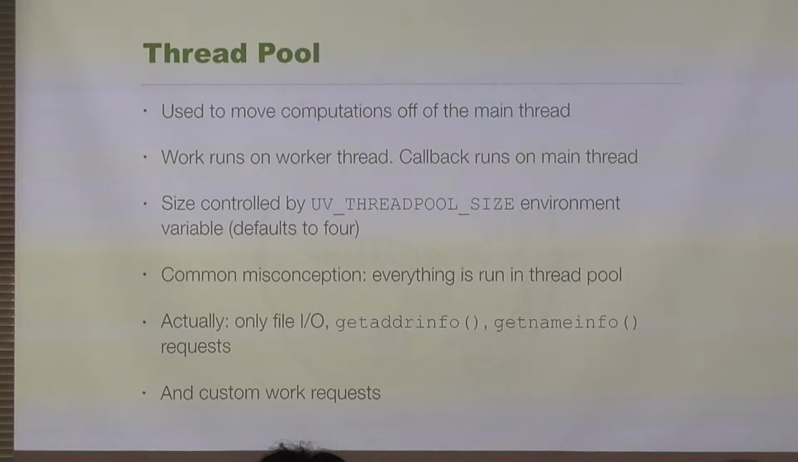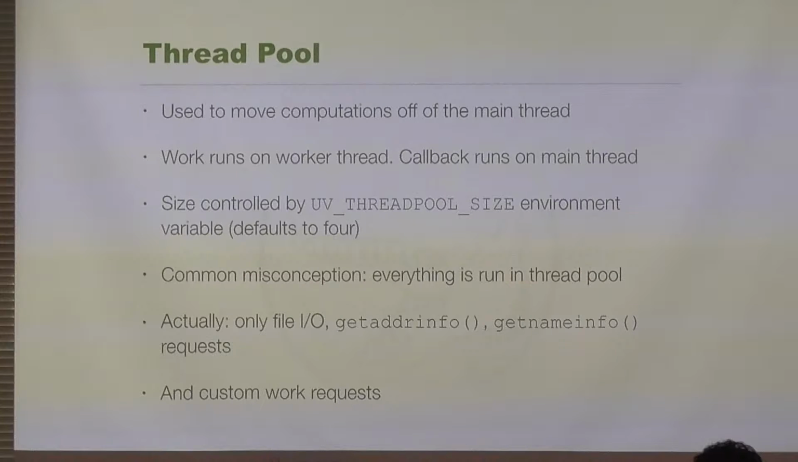So the next thing is the thread pool. Like I said before, this is the way to move computations off of the main thread. JavaScript has one thread of execution, so if you block that, everything blocks. So basically what happens is you submit some type of work into the thread pool, and then once it comes back, it'll actually trigger a callback, and then execution will continue in JavaScript.